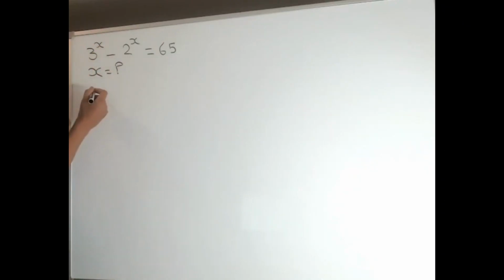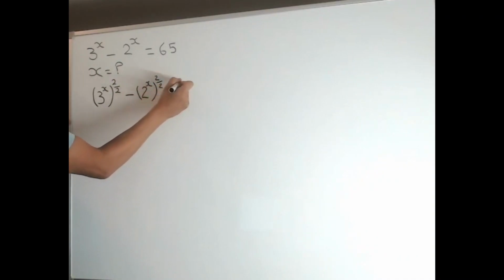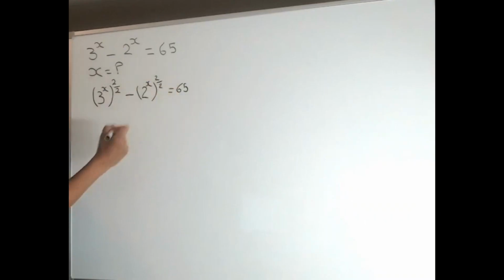So what I'm gonna do, I'm gonna write the 3 to the power of x. I'm gonna square it and then divide it by 2 at the same time, because 2 divided by 2 is 1. So 1 doesn't change this. And I'm gonna do the same thing to this, 2 to the power of x, to the power of 2 over 2, equals 65.